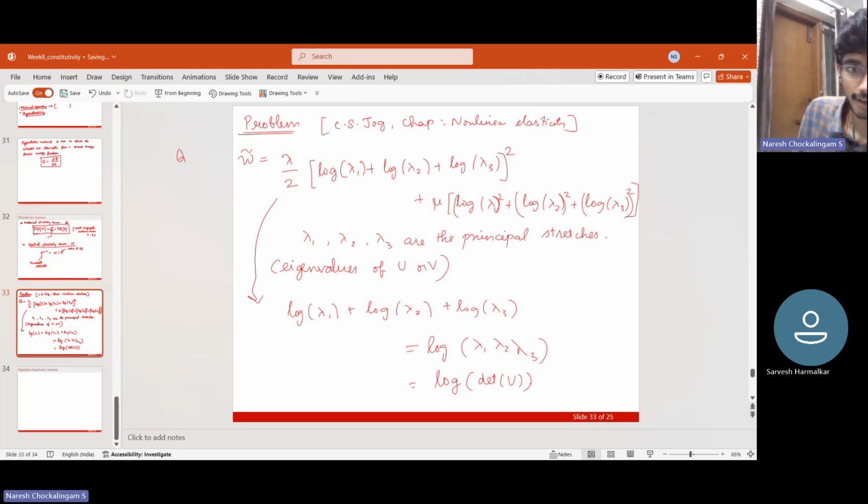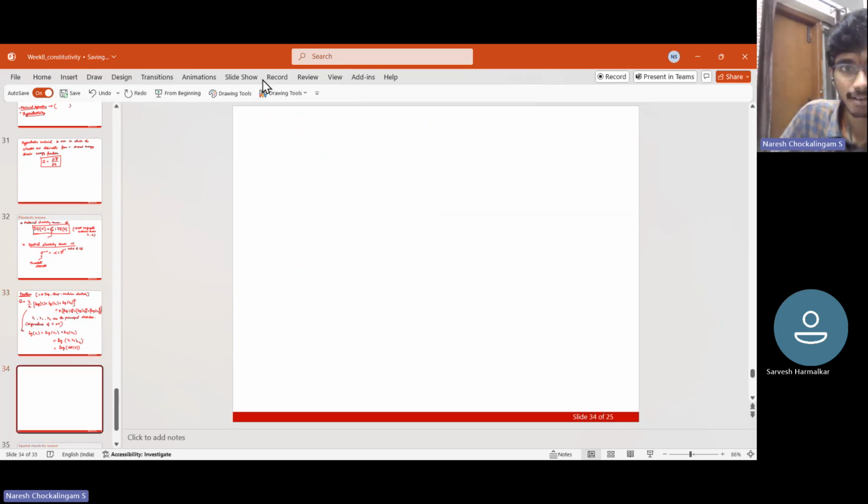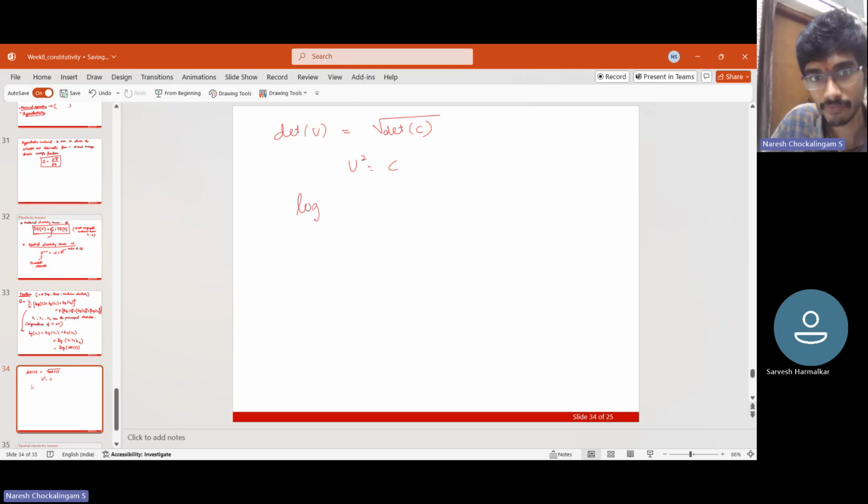Now, we want the constituent relationship between S and C. So we can write the determinant of U as the square root of the determinant of C, because U square is equal to C. So the determinant of U, the whole square, is equal to the determinant of C. Therefore, the determinant of U is the square root of the determinant of C. So log of determinant of U is nothing but half of log of determinant of C.